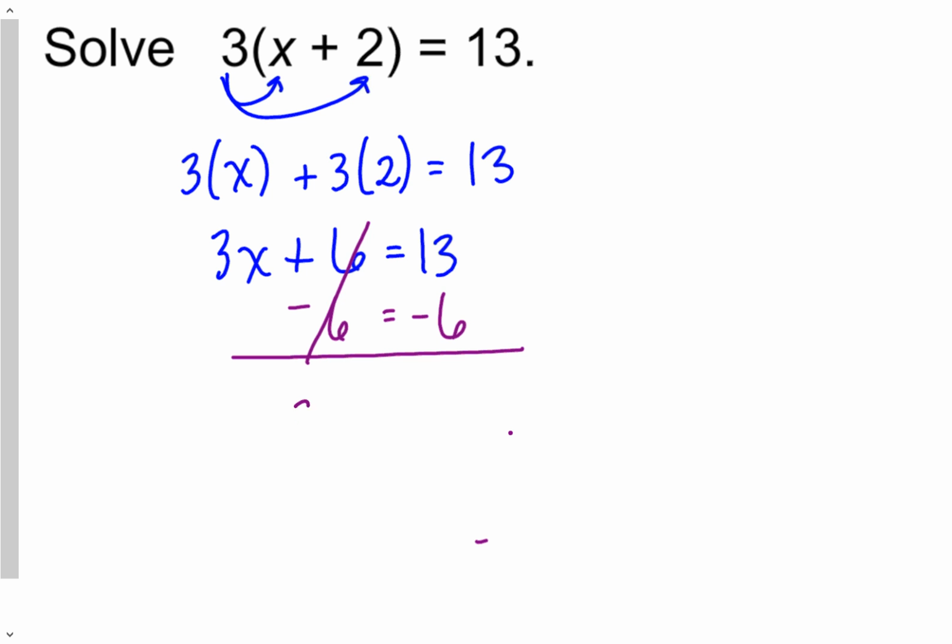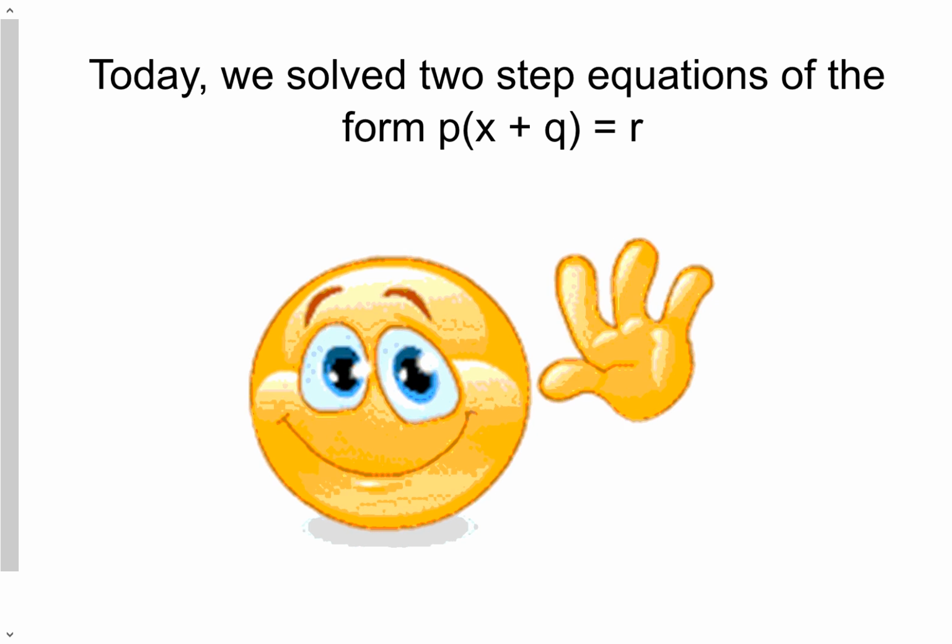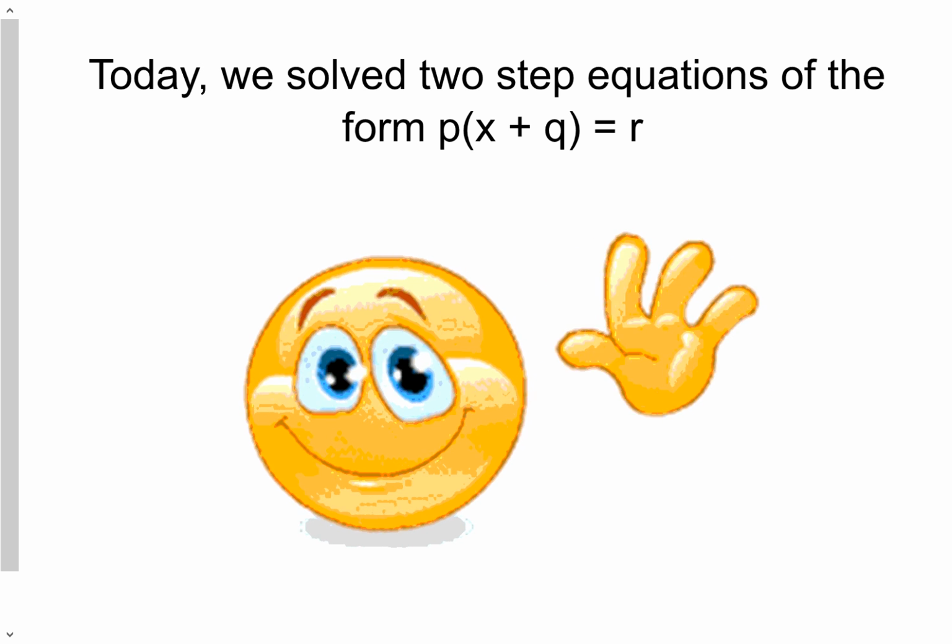And we're left with, on the left, 3x, and on the right, we're left with 5. So now, this one-step multiplication equation, we divide by 3 on both sides. So x is going to equal 5 over 3, or 2 and 1/3. Okay. So today we solved two-step equations of the form p times x plus q equals r.